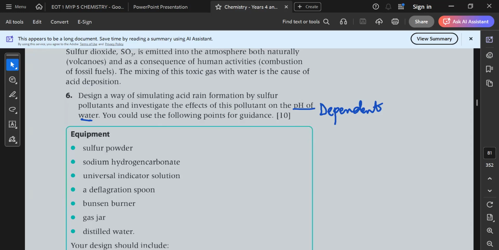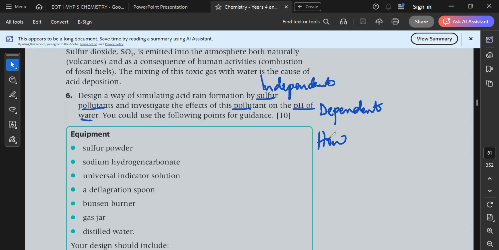Investigate the effects of this pollutant. Now, this pollutant is what? Sulfur pollutants. So, sulfur pollutants becomes the independent. It's the one affecting your dependent variable. Now, phrase anything. Ask yourself a question. As long as those two things come out, you'll be good to go. Normally, you begin with how.